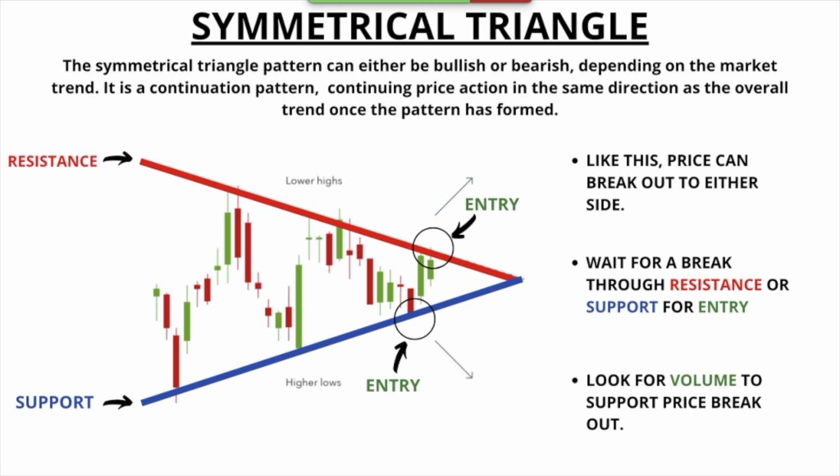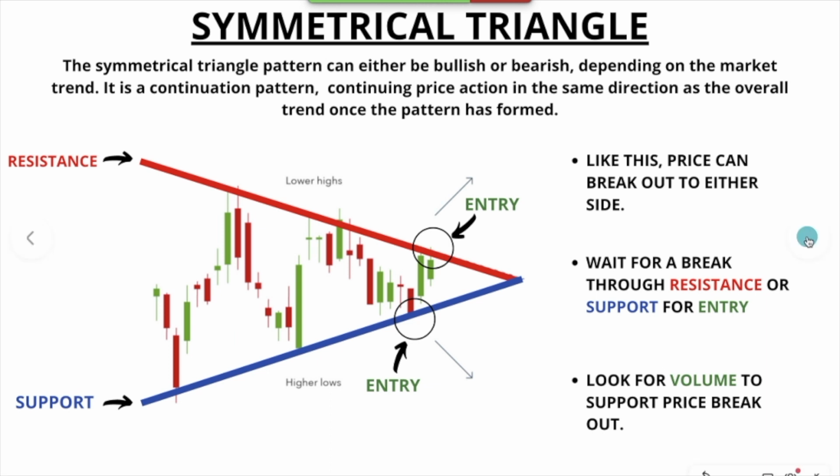So for you to know which side it would usually break out to, you'll need to know either the current trend of the market or the current trend of the asset that you're trading. Based on that trend, it will give you an initial idea of where price will break out. So always look for entry either at the support or the resistance, wherever price seems to be breaking out of, and look for volume to support the price breakout.